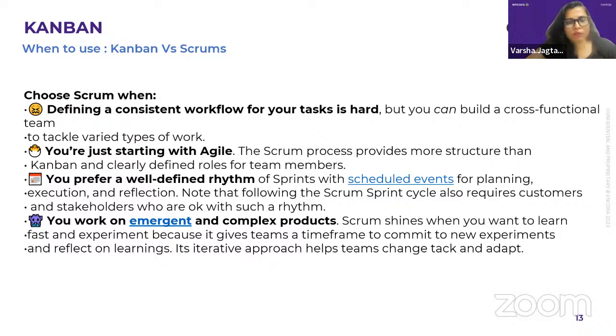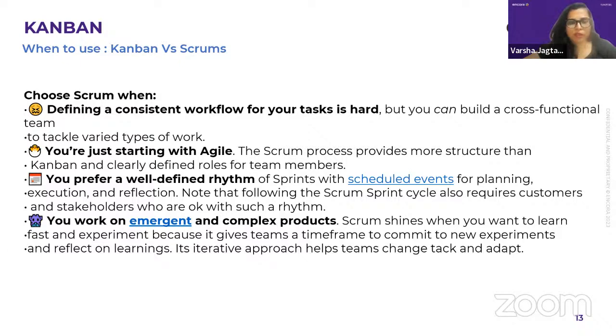Choose Scrum where you have no defined consistent workflow, as your task is hard, but you can build a cross-functional team to tackle varied types of work. You are just starting with Agile. You prefer a well-defined rhythm. You work on an emergent and complex product. So if you're just starting, the Scrum process provides more structure. As I said, there are many things that Scrum comes with, and it has a detailed strategy for how to deliver that particular feature. Then you can just use Scrum.